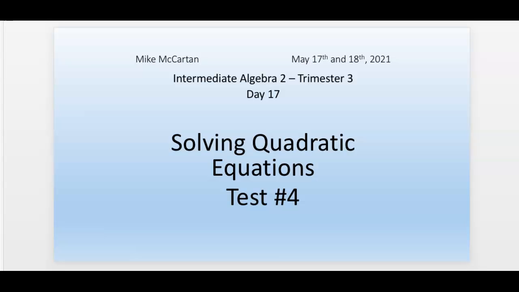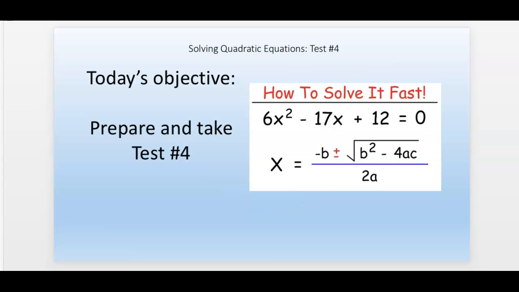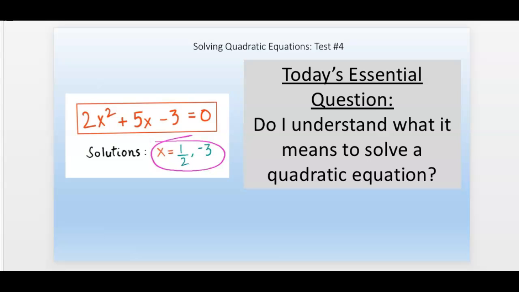Today is test number 4. Basically, it's about solving quadratic equations. If you know how to solve quadratic equations, I think you'll do just fine. Okay? Again, today's objective is just prepare and take test number 4. There is no notes assignment today.